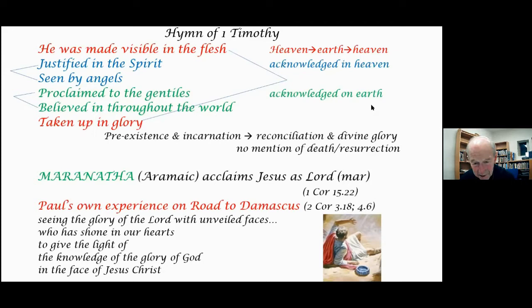It was a sort of talisman word, which was so special that you can quote it in Aramaic in a Greek letter. So they were waiting for the Lord to come again as Lord.